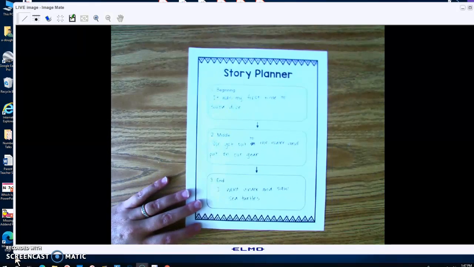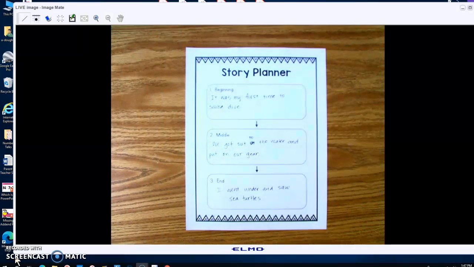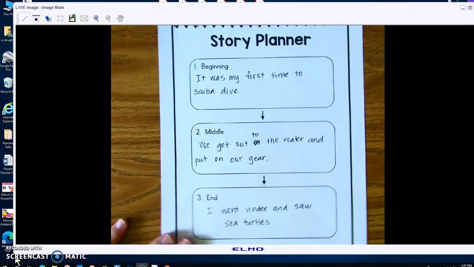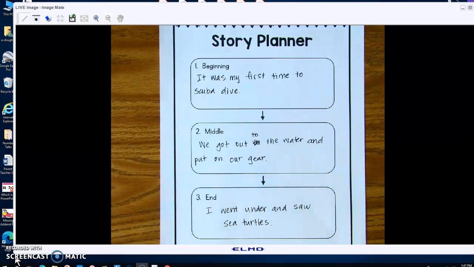So drafting is when you start to write your paper. So all of you did a story or started a story planner. And I told you this time you can do whatever you want. It can be a story about something that happened to you, or it can be a made-up story. You got to decide. Made-up story or something that happened to you.